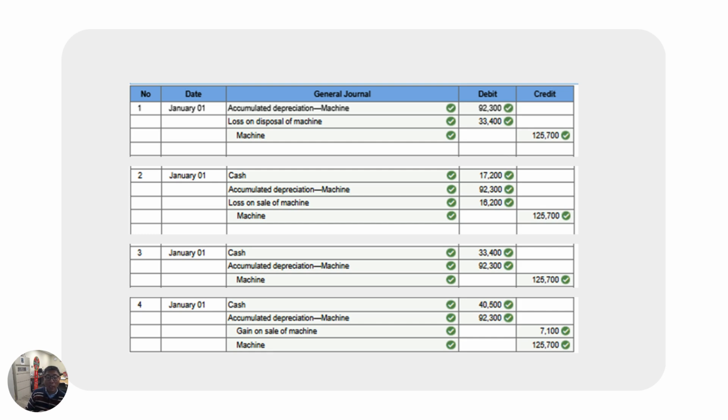In the fourth case, which is the most convenient case, we have cash and accumulated depreciation as debits, but in this case we have a gain on the sale of the machine. The gain is recorded as a credit, along with the machine. So we have the different cases recorded and organized in those different records.